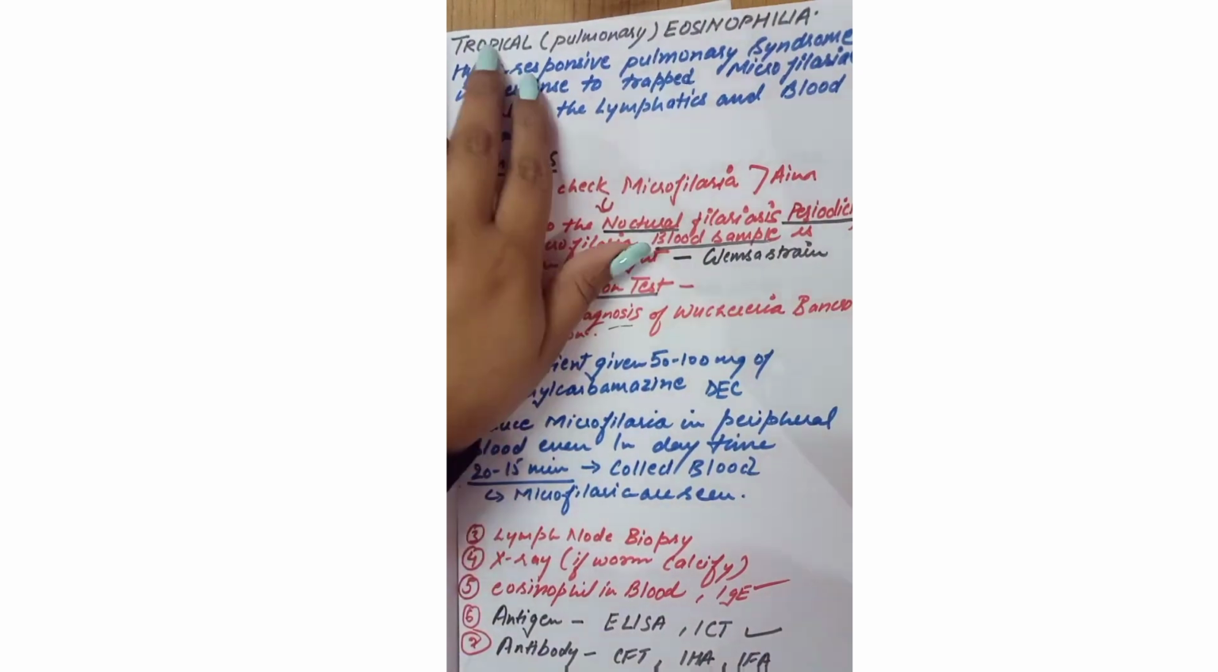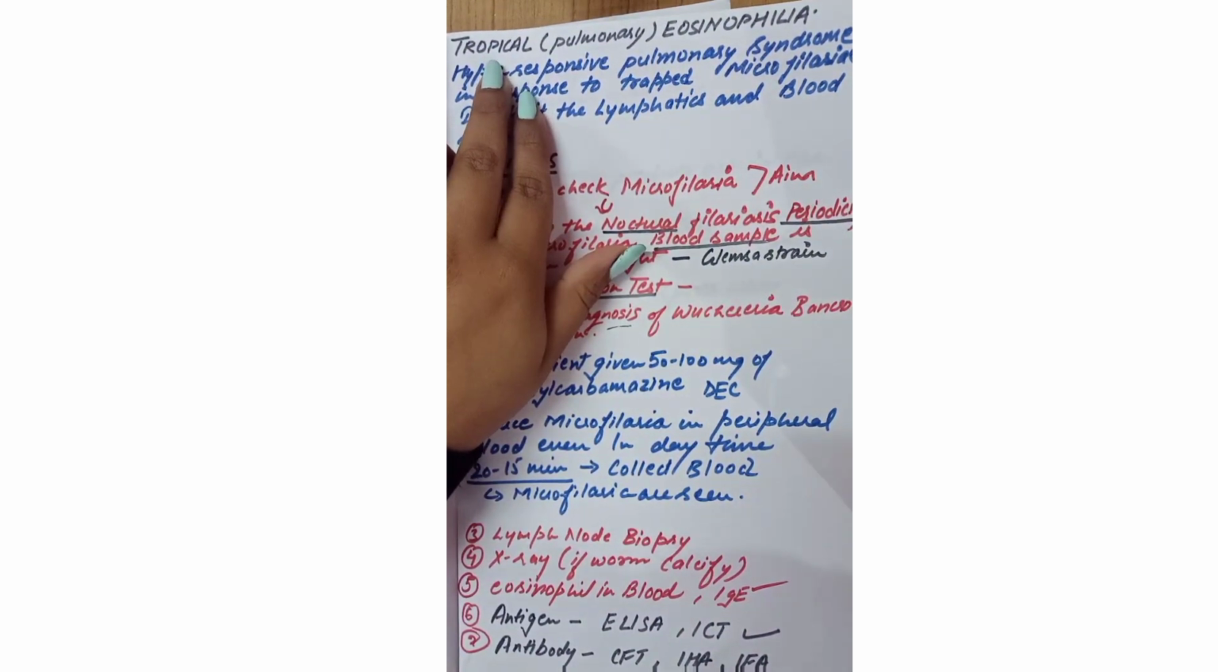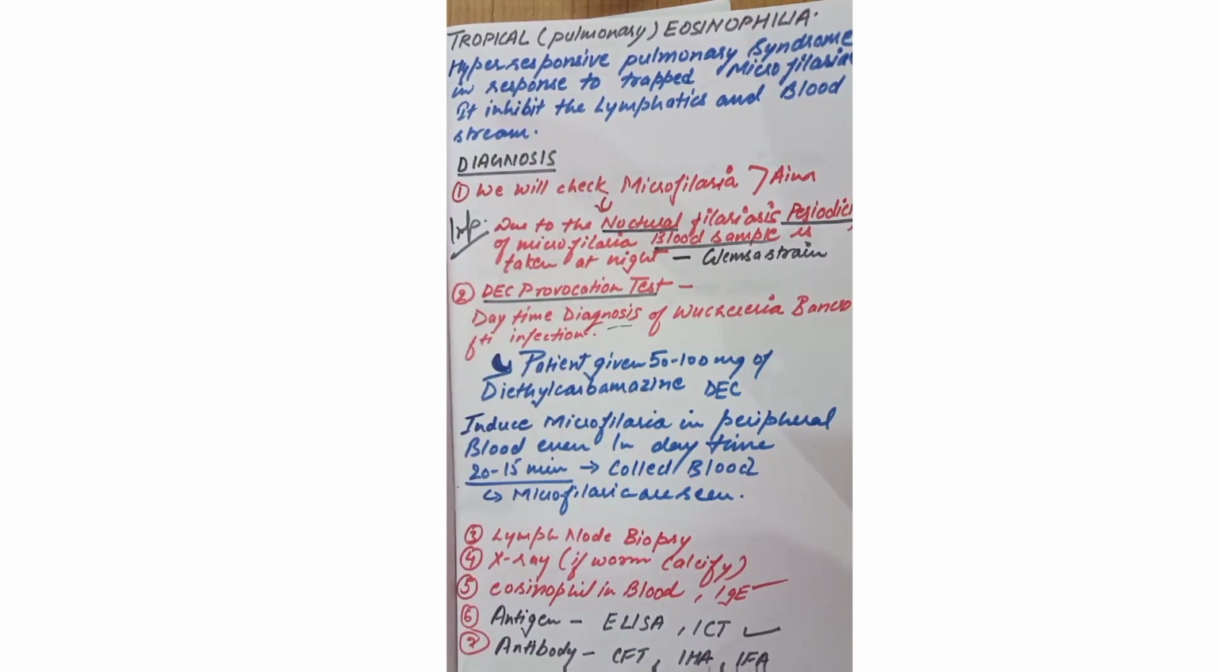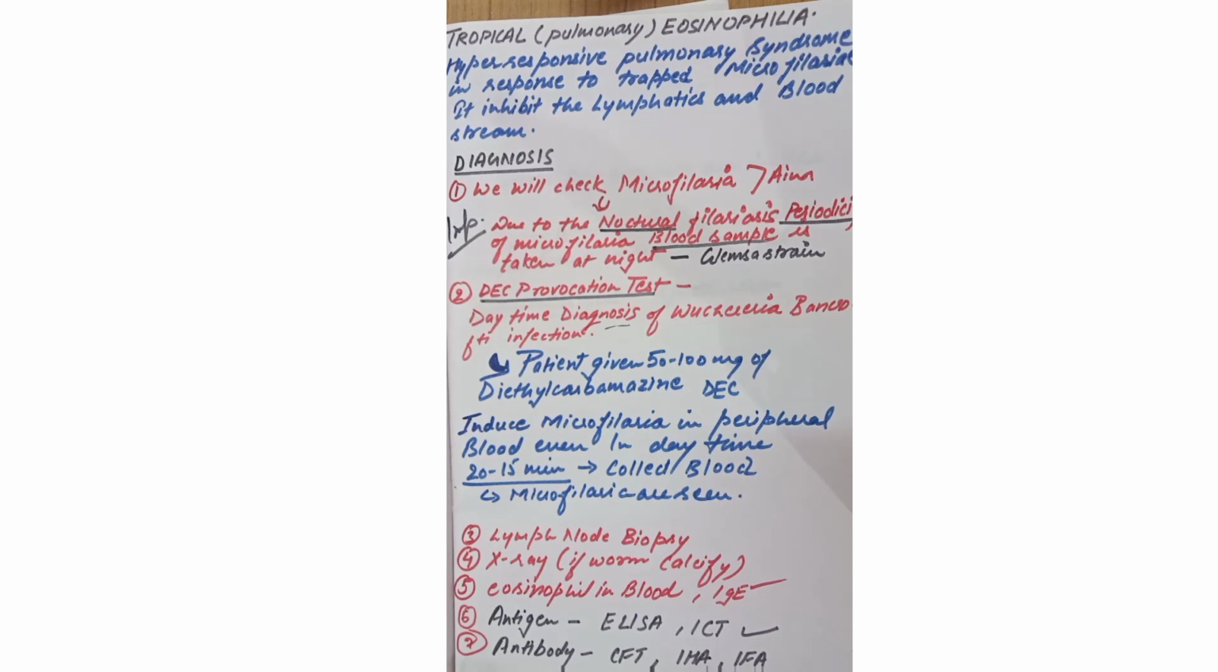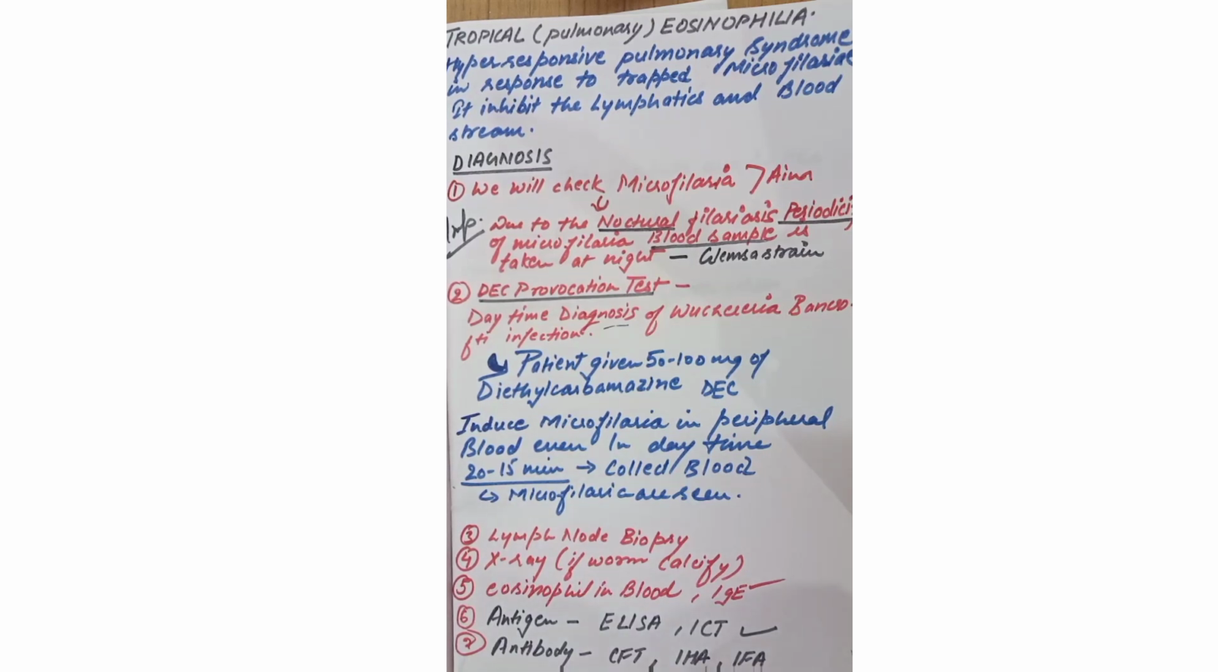So here is again a very important point, that is the tropical eosinophilia, that is the pulmonary eosinophilia. What happens in this? This is a hyper-responsive pulmonary syndrome. In response to the trapped microfilariae, it inhibits the lymphatic and the bloodstream. It is basically a disorder because of the microfilariae, which, as we have seen earlier, travel inside the blood in the form of L1 larva.